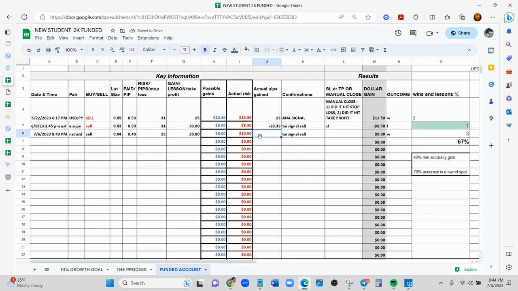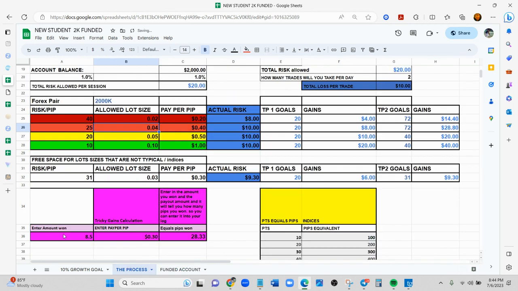And this is where it can get tricky. Because let's just say the app goes off and says TP1 hit. And you're like, okay, so I won 25 pips. And you put your 25 pips in, but it gives you $10. But when you look at your account, it says you only won $7.50. So to get the actual pip count, you will go back to the process, and you're going to come here and type in what you actually won. So if it says $7.50 with your profit, you put that in.